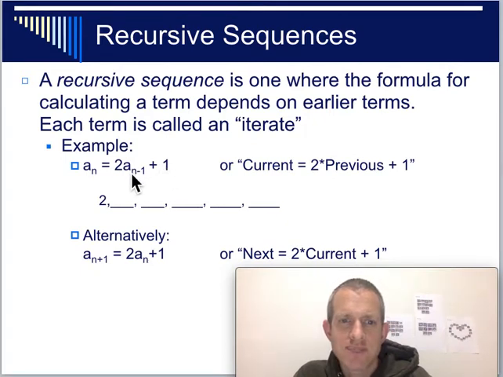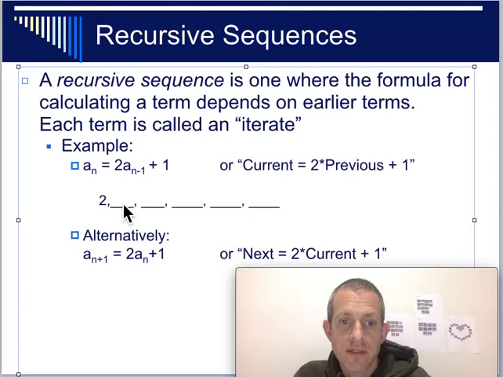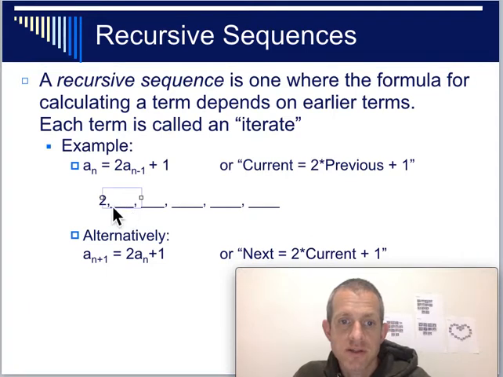And what this means is if you want the current number, you have to double the previous number and add 1 to it. And so if we have a 2 here, if we want the next number here, this is going to be our previous number doubled. So 2 doubled is 4, plus 1 is 5. And the next number would be, again, this 5 doubled plus 1. So 10 plus 1 is 11.